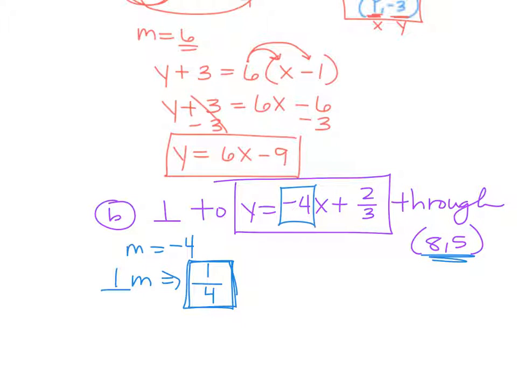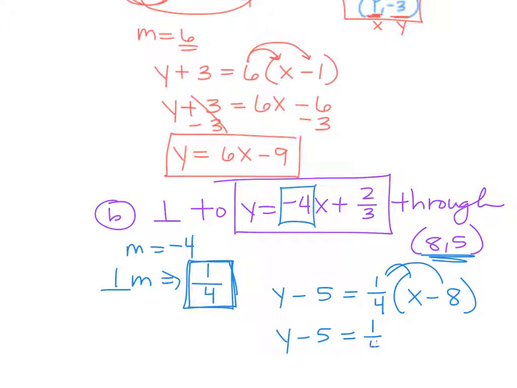Okay, so now we plug that into point slope. Y minus your y value, which is 5, equals 1/4 times x minus your x value, which is the 8. And then same process as before. Turn it into slope intercept, so distribute this. Don't forget to distribute to both. I feel like that's the most common mistake with these.